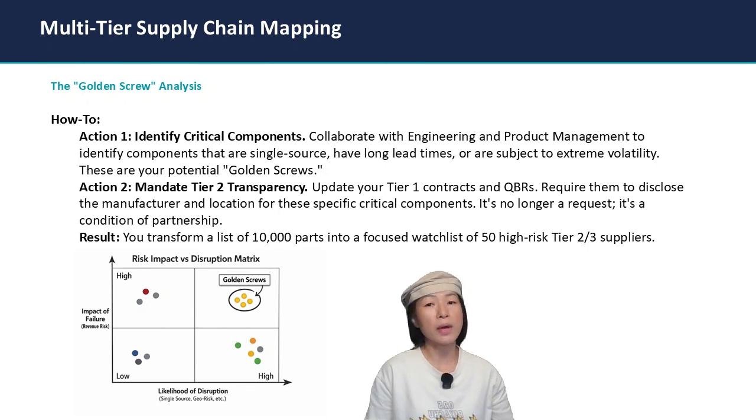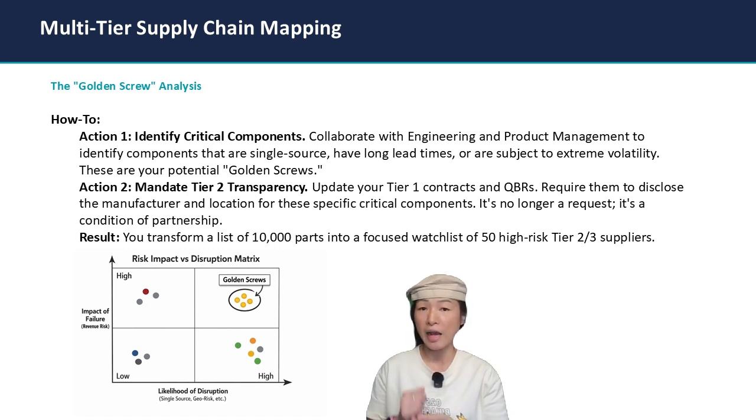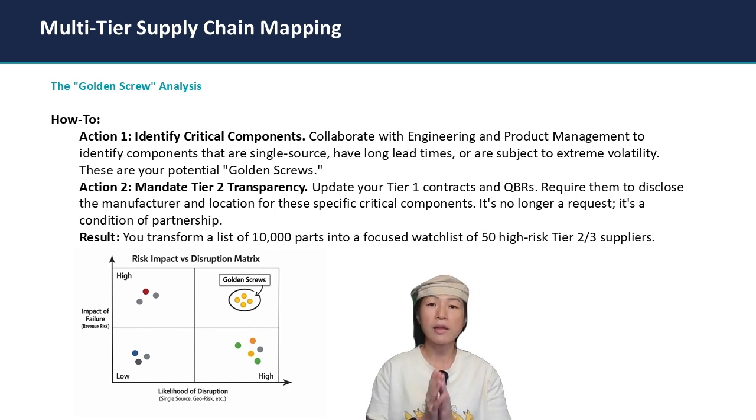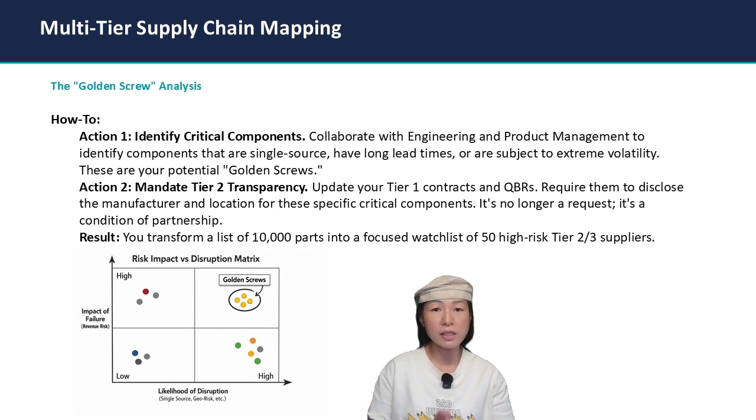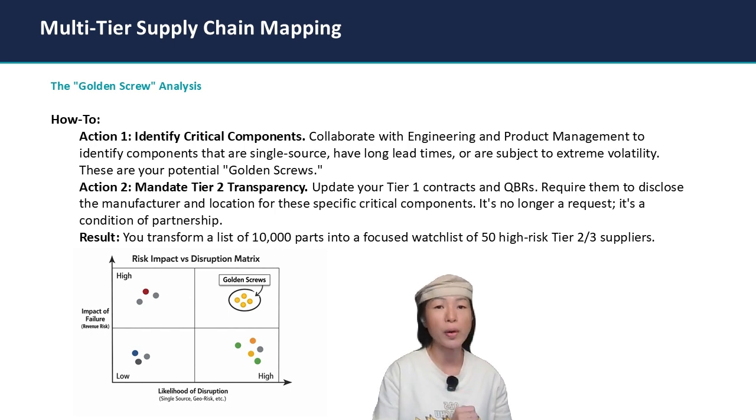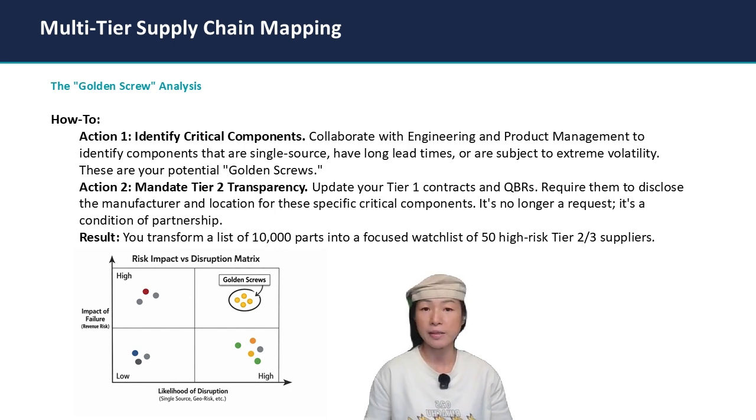Every supply chain hides a few golden screws, those tiny components that can stop production. The first step is to identify them. Work with engineering and product teams to spot parts that are single source, have long lead times, or face extreme volatility. Next, make Tier 2 transparency non-negotiable. Update contracts and QBRs so Tier 1 suppliers must review who makes those critical parts and where. When you do, you turn a mountain of 10,000 parts into a focused watch list of 50 high-risk Tier 2 and Tier 3 suppliers. And that's how visibility becomes resilience.